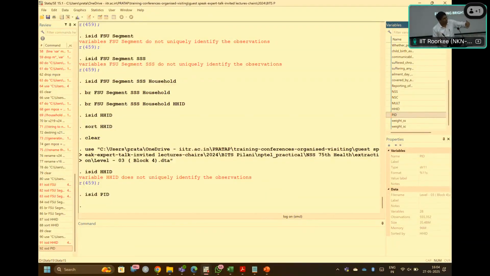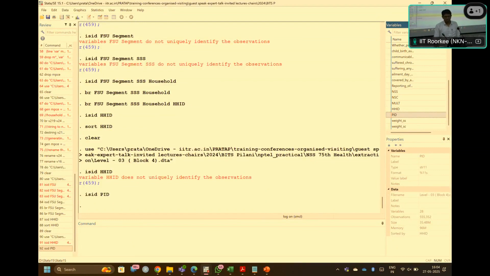If both the files are individual type, then again the command will be 1 is to 1. If both the files are household type, the command will be 1 is to 1. If one is household and another is individual, or the reverse, then either it will be 1 is to m or m is to 1. That is the logic. Understood?